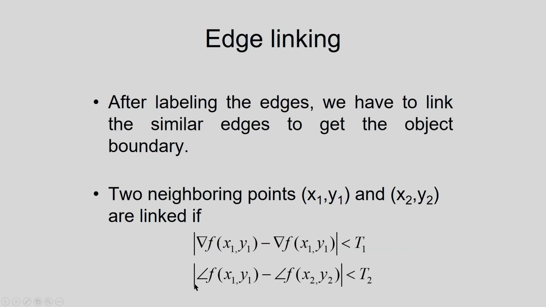So you can see how to do the edge linking, and that means we have to get the boundary. Suppose I consider a 4 connected neighborhood, a 3 by 3 window, and corresponding to this, the center pixel is P. If I consider the 4 connected neighborhood, this is my neighborhood pixels.